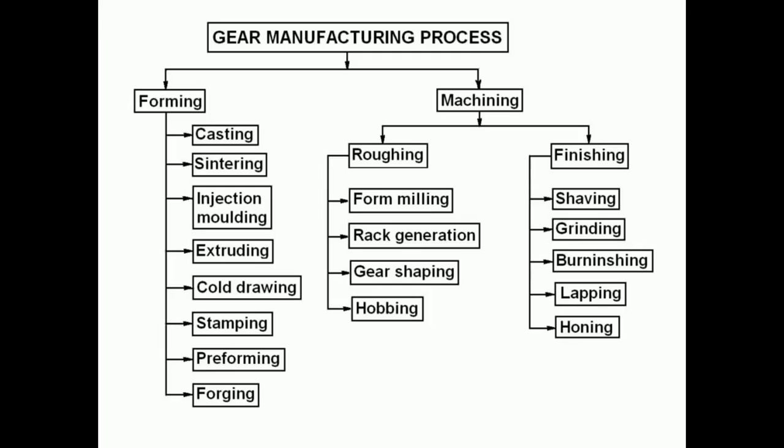Roughing, form milling, rack generation, gear shaping, and hobbing are the major machining processes to generate the gear. There are also some finishing operations required. The finishing processes include shaving, grinding, burnishing, lapping, and honing. They come under the machining group.